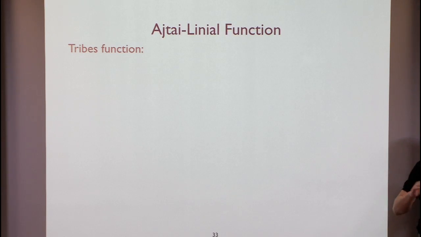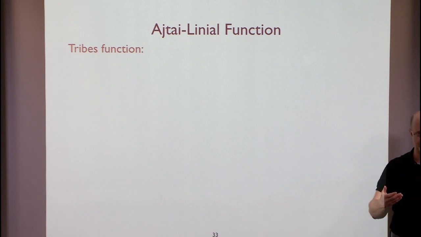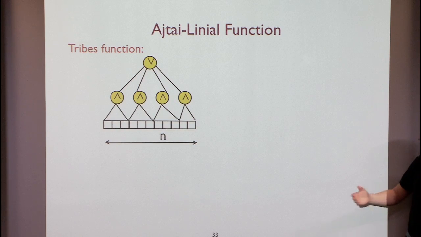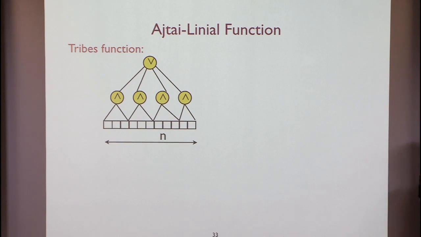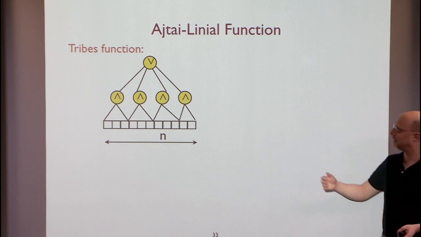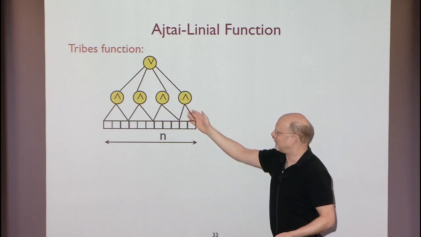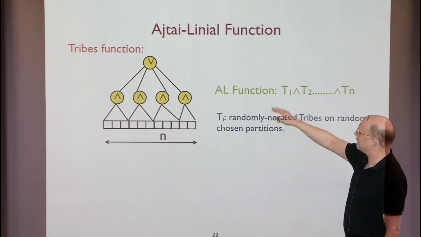Let me tell you what we're going to do: modify their construction, because we can't just use their function directly. Their function is based on the tribes function. The tribes function is just a DNF on disjoint variables. You could think we divide the n bits into tribes of size about log n, and if all the members in the tribe agree, then we set the function to 1. If in all tribes at least one member says no, we set it to 0. That's why it's called a tribe, but it's just a DNF. So it's an OR of ANDs of disjoint variables.